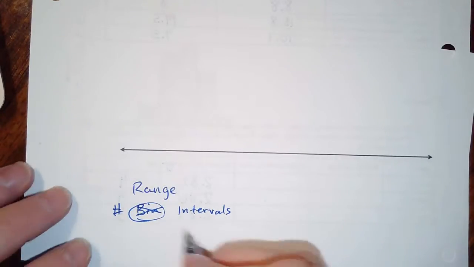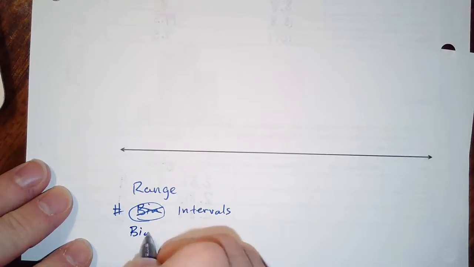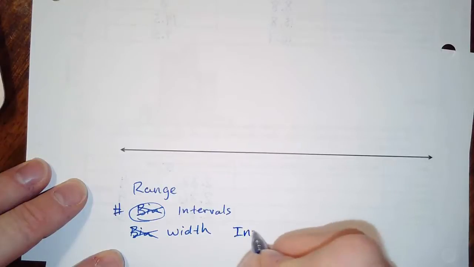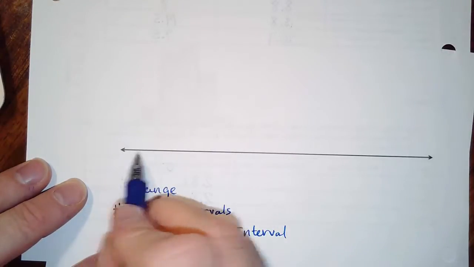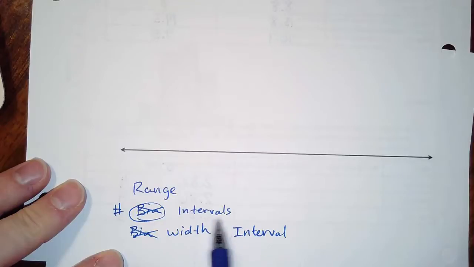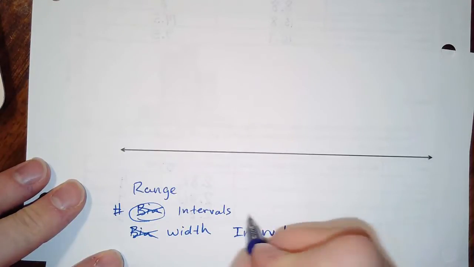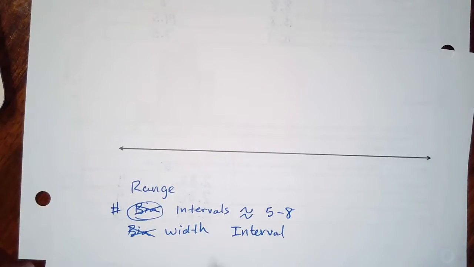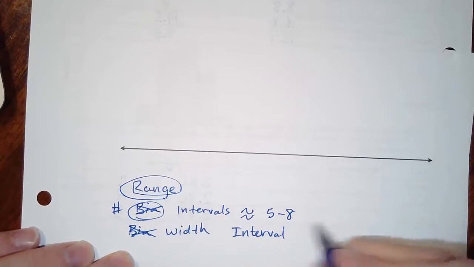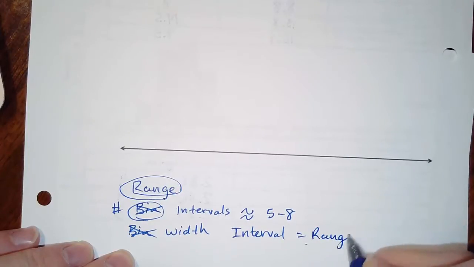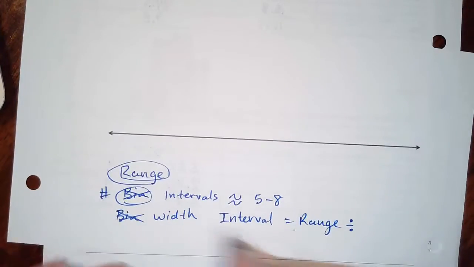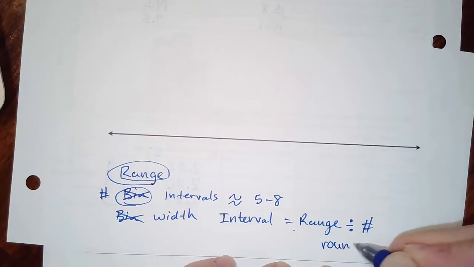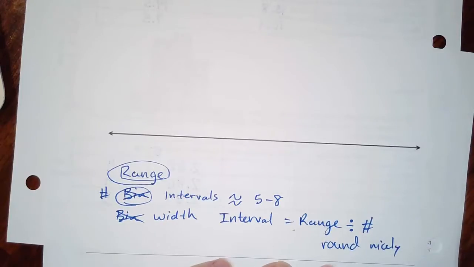You also need to talk about your bin, there I'm using it again, your bin width, let's use the word interval width. So along this line, we're going to make sure that we have intervals, and we've got to choose the right number of intervals. Approximately 5 to 8 is the right number of intervals. And then the width of your intervals is your range divided by the number of intervals that you want to use. And then just round nicely. It doesn't have to be perfect, but it has to be done well enough.